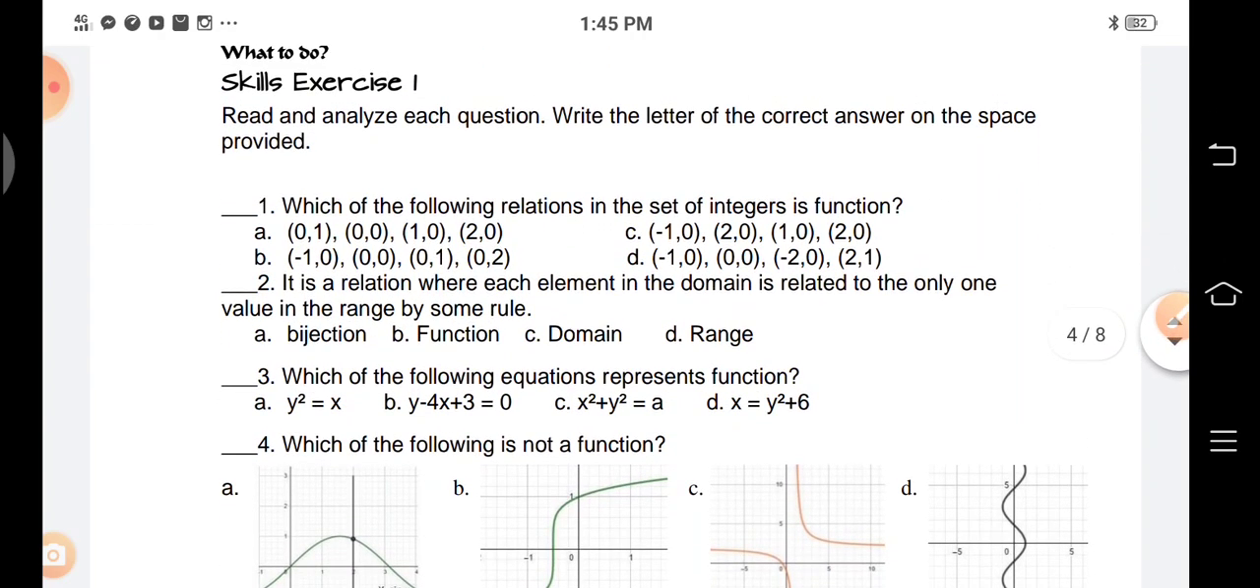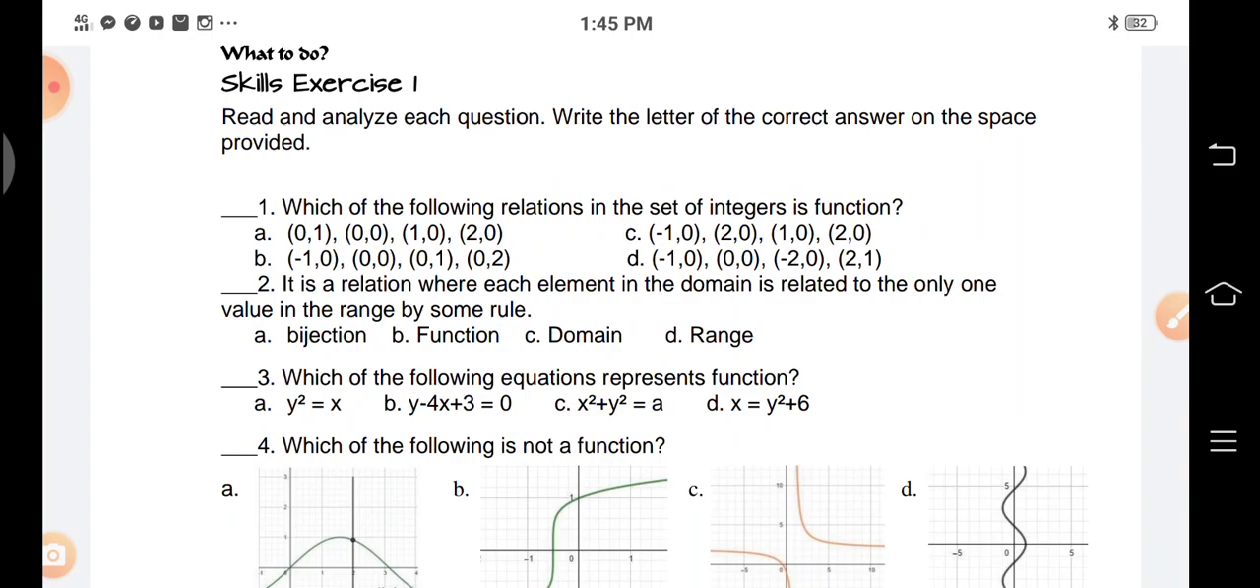Okay, let's try some skills exercise. How do we answer this kind of problem? Let's say, for example, we have question number 1. Which of the following relations in the set of integers is a function? Now, in the given, we have paired numbers. 0 and 1, 0 and 0, 1 and 0, 2 and 0. Negative 1 and 0, 0 and 0, 0 and 1, 0 and 2.